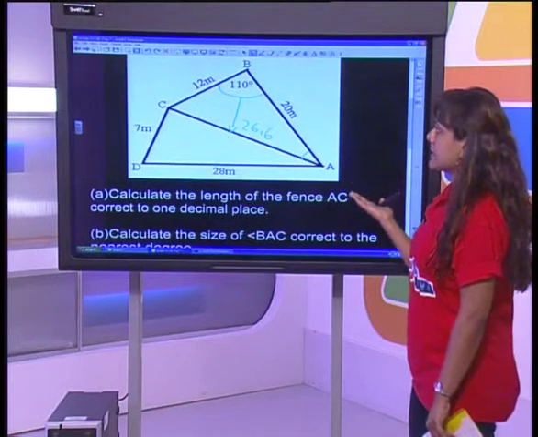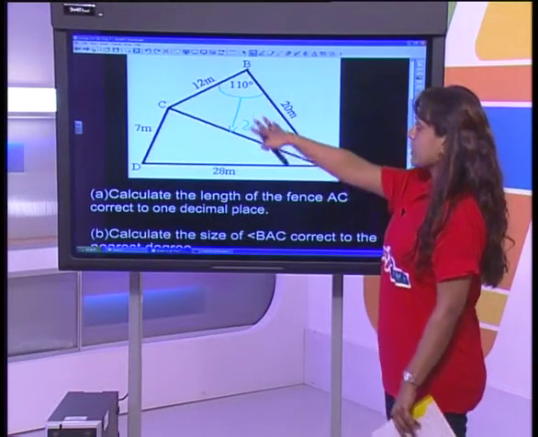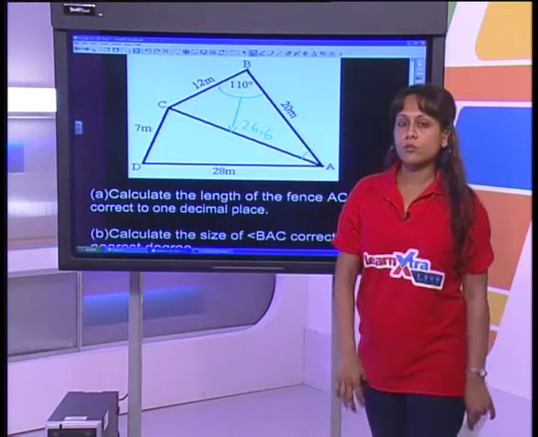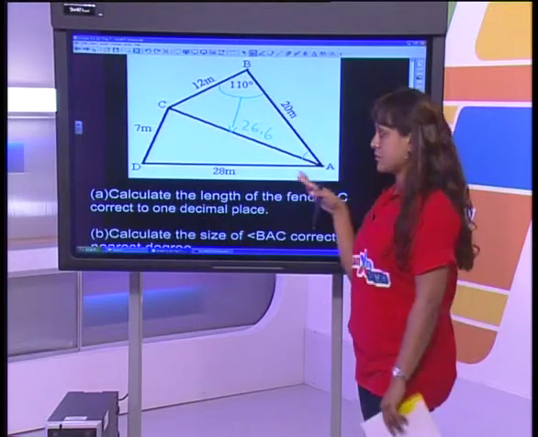What do we need to work out? We need to work out an angle. We've got 3 lengths now, and we've got 1 angle. So we could use the sine rule. Okay, the quickest way to do this is using the sine rule.